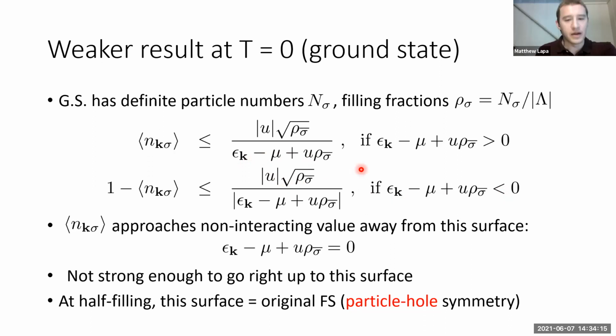Is this inequality a known fact or is it new? That I don't know. I couldn't find any explicit bounds on n sub k. You can definitely calculate it within different approximations, but this would tell you that it has to go to zero like 1 over the dispersion. Yeah, I haven't seen anything like it.